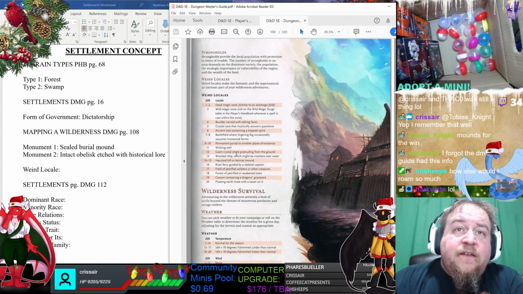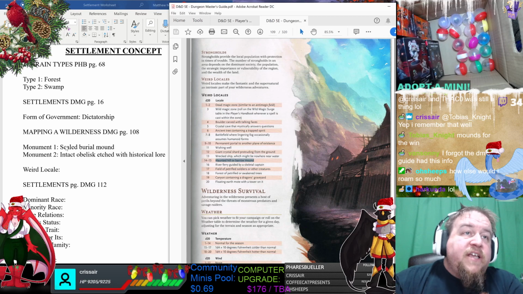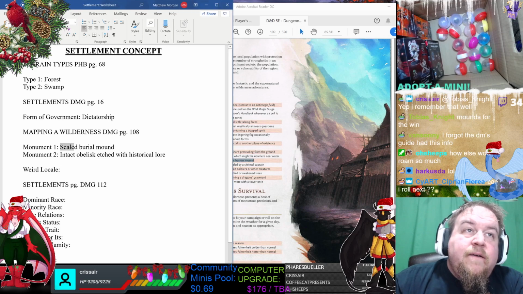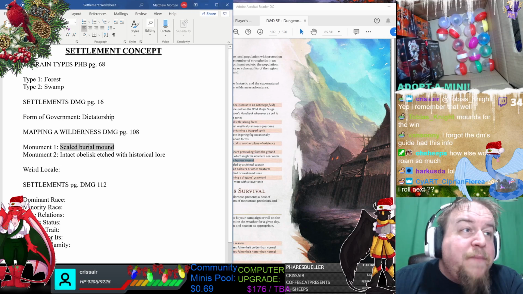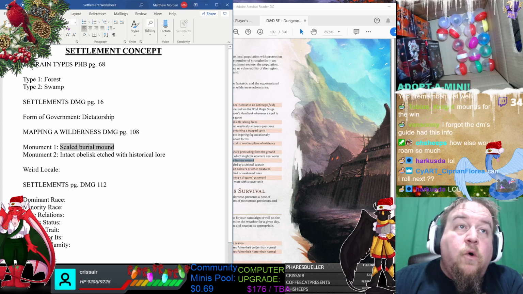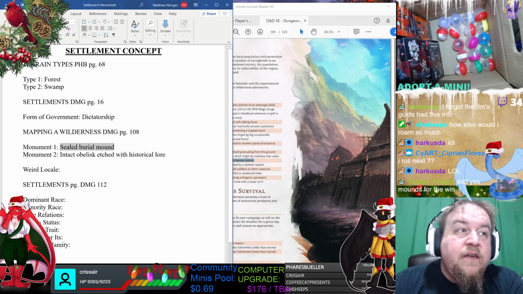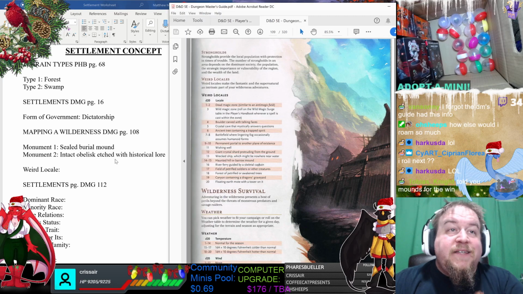Stops on a 15. A haunted hill or barrow mound. Now, this begs the question, do we actually have two mounds and one of them has been breached? Or is the sealed burial mound perhaps leaking and this is causing some disruptions? Mounds for the win, says Tobias. A haunted hill.